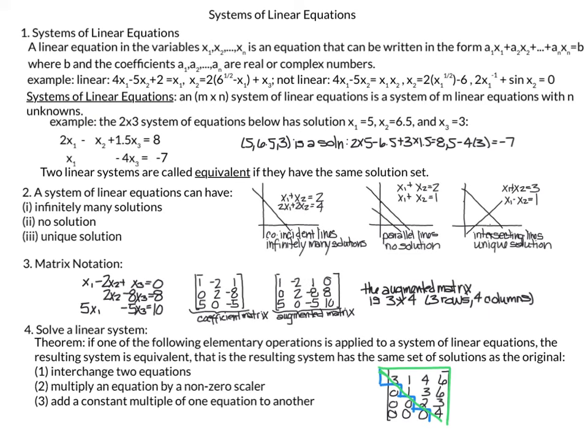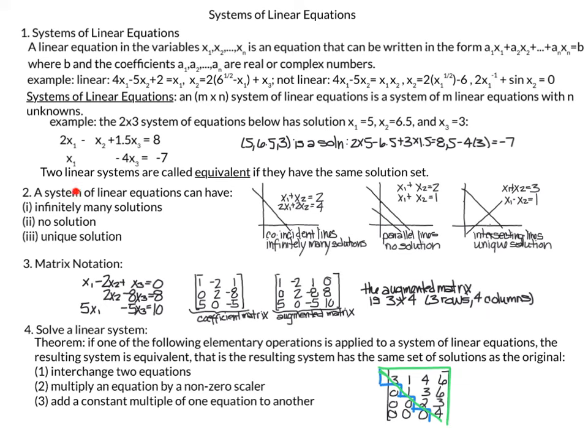The row operations are: you can interchange two equations. In other words, you can change the order of the two equations. That won't affect the solution. You can multiply one of the equations by a non-zero scalar. So if you multiplied the second equation by 2, for example, it won't change the solution to the system of equations. And last, you can add a constant multiple of one equation to another. So if you multiply by 2 and then add with the top equation, you can replace the bottom equation with 2 times the bottom equation plus the first equation. That will not change the solution either.